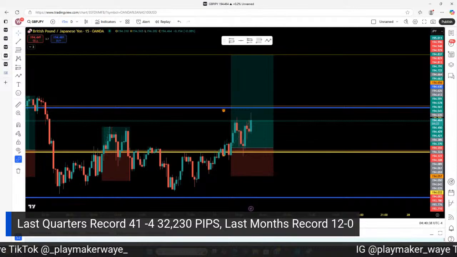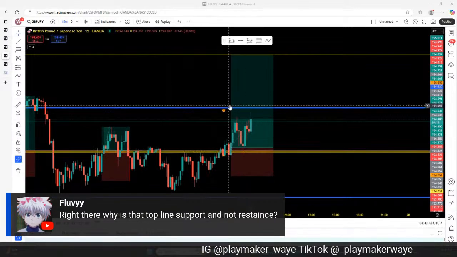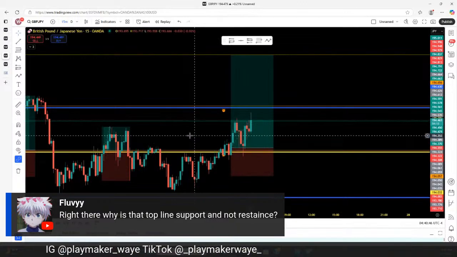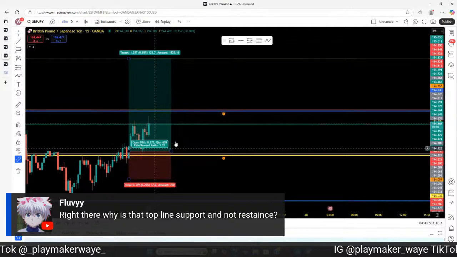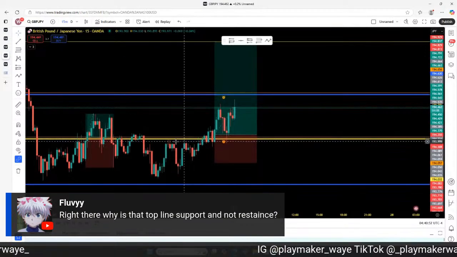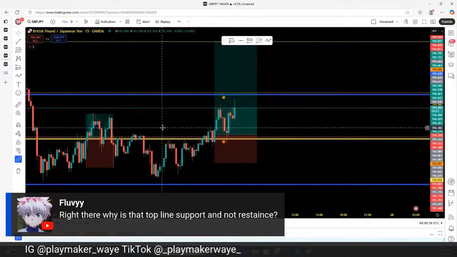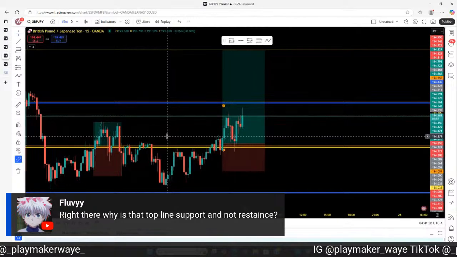Right there. Why is that top line supporting that resistance? That's a good question. So are you talking about this line? Let's just assume you're talking about this line right here. So this is what you have to understand. Support and resistance levels. What makes a level a support level or a resistance level is based on the direction price is going and the momentum.